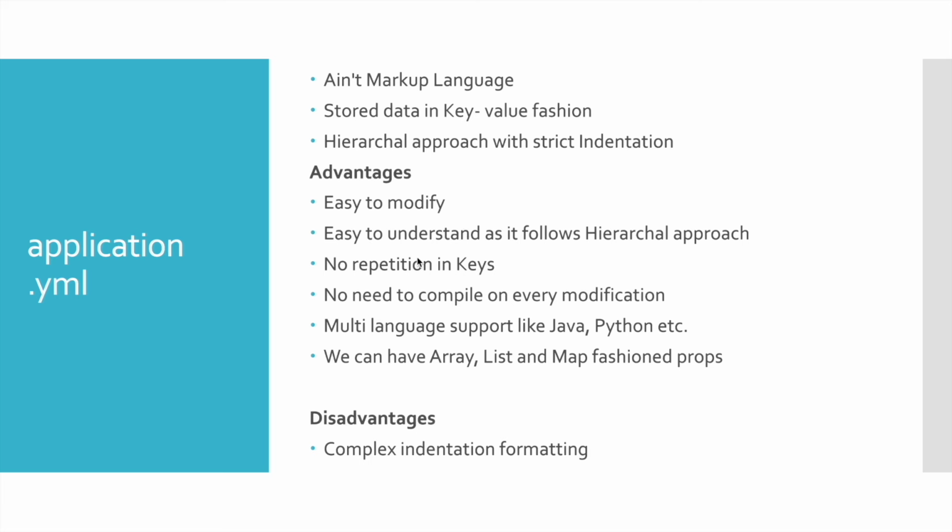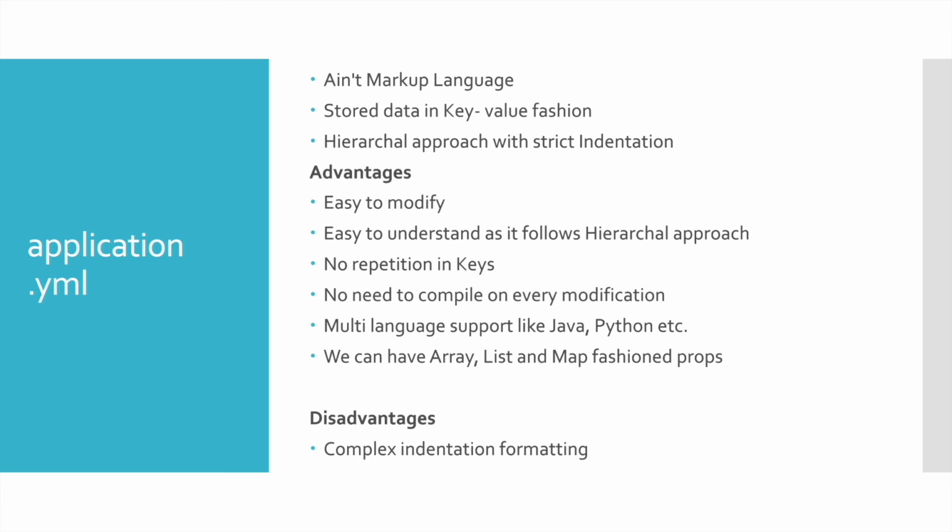The advantages we have: it can be modified easily. And as it follows the hierarchical approach, we are able to understand it easily, and there will not be any kind of repetition in keys. And also, as with application properties, there is no need of compilation. And the main advantage of this YAML is it is multi-language supportive. It supports Java, Python, and R language.